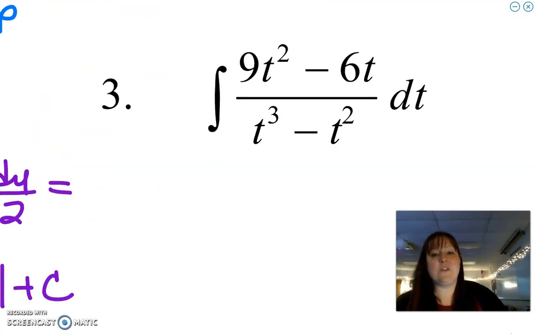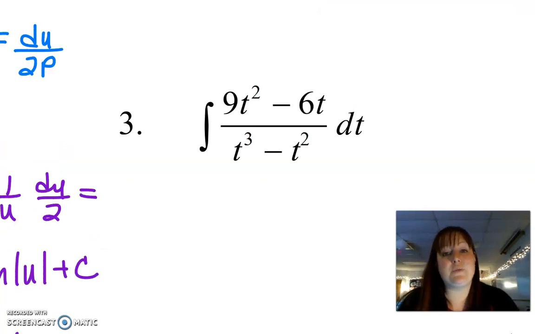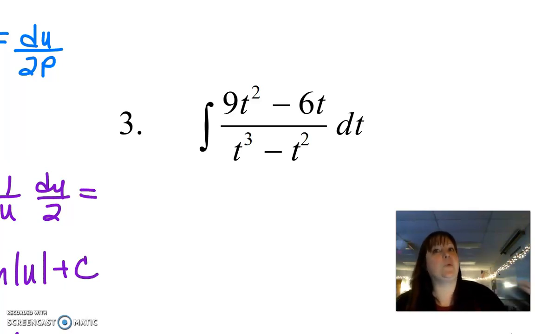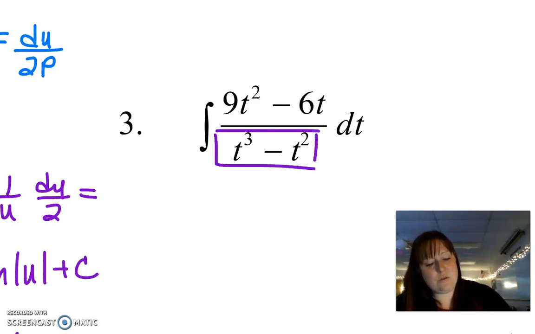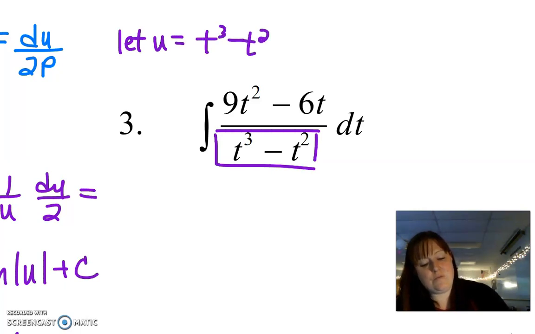So again, I see a function and I see something that's probably a derivative because I see a t cubed and I see a t squared, which makes me think, ooh, well, the derivative of t cubed is t squared, so the u is probably going to be the t cubed, and then my du is going to be the t squared. Okay, so let's see. So I'm going to make this u. So let u equal t cubed minus t squared.